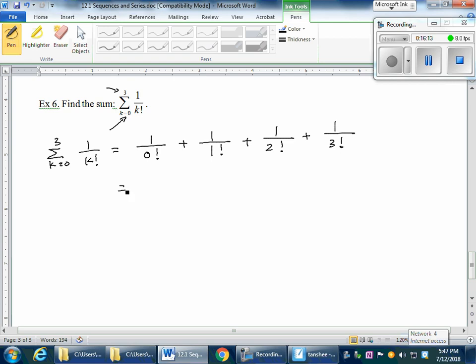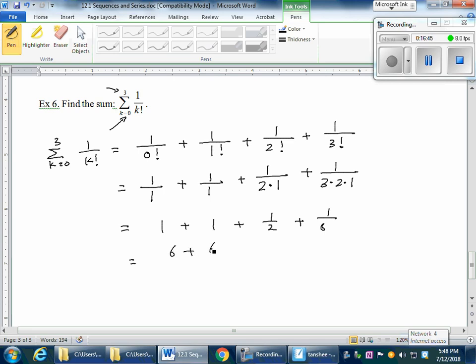Now let's simplify this part. According to the definition, 0 factorial is equal to 1, plus 1 over 1 factorial is basically 1. Plus 1 over 2 factorial, that means 2 times 1. And plus 1 over 3 factorial, that basically means 3 times 2 times 1. So now we get 1 plus 1 plus 1/2 plus 1/6. Everything is going to be over the LCD 6, so I can say 6 plus 3 plus 1 all over 6. That will become 16 over 6, which is 8 over 3, my final answer.